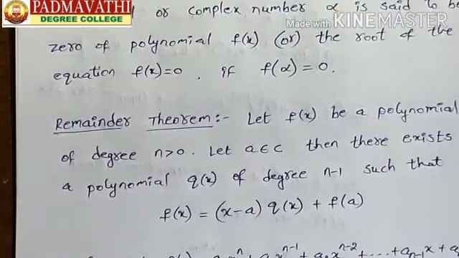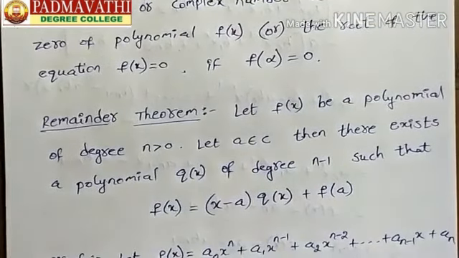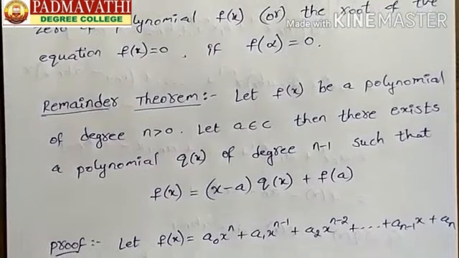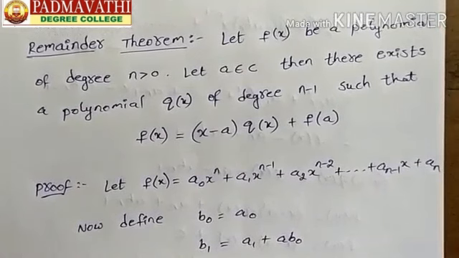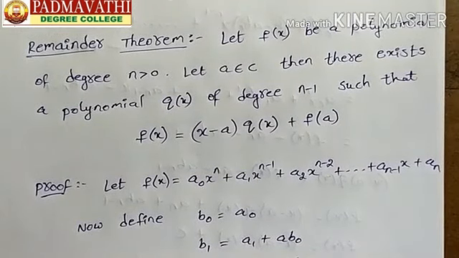Next, in this theory of equations, you can learn the remainder theorem and factor theorem now. The remainder theorem statement is: let f of x be a polynomial of degree n greater than 0. Let a belong to C. Then there exists a polynomial q of x of degree n minus 1 such that f of x equal to x minus a into q of x plus f of a. This is the statement for the remainder theorem.